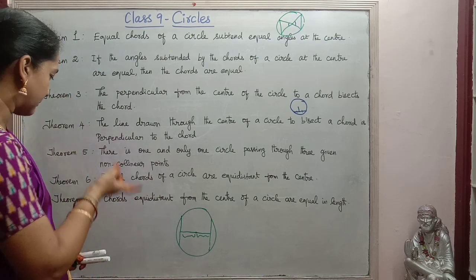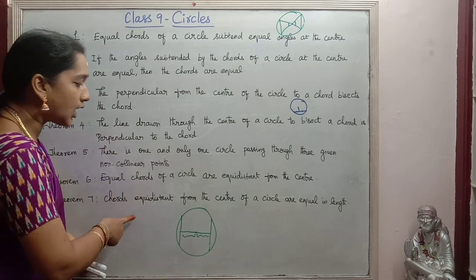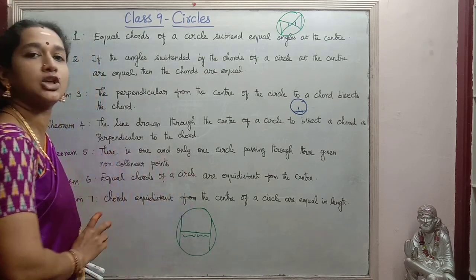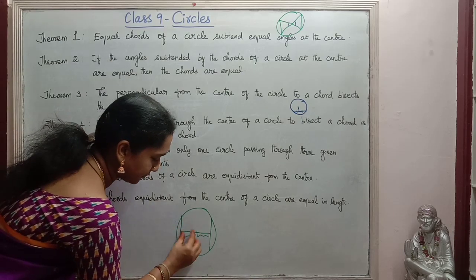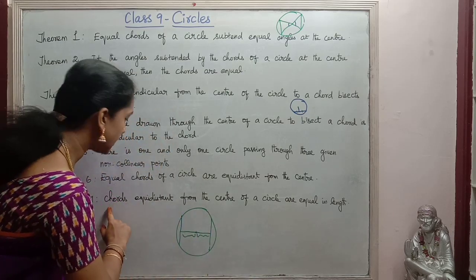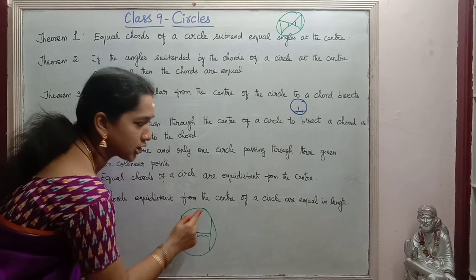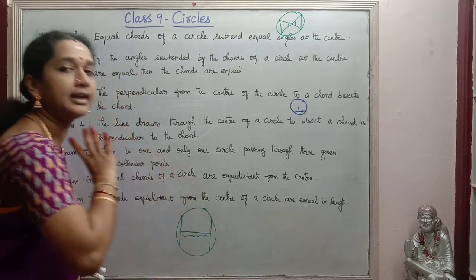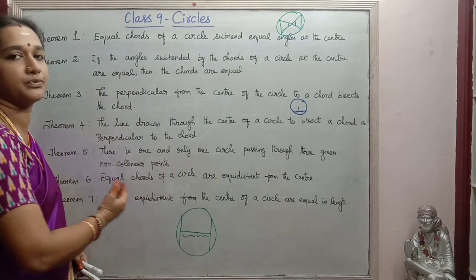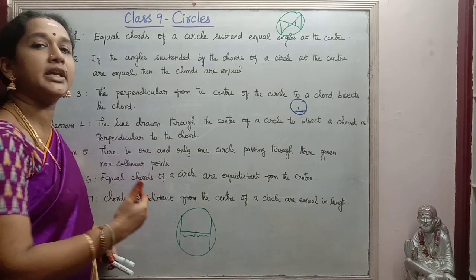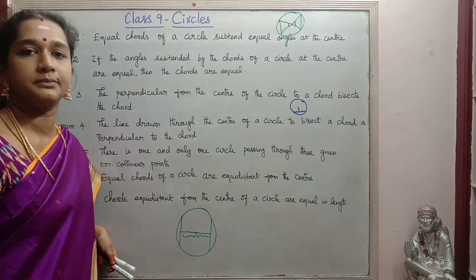That is one theorem. Then the next one is, chords equidistant from the center of a circle are equal in length. This is the converse of the previous theorem. A few more theorems are there, which we will also see.